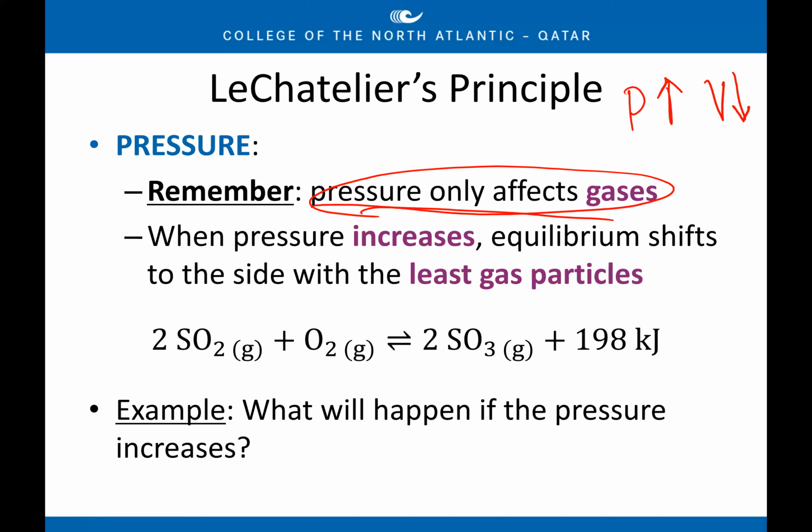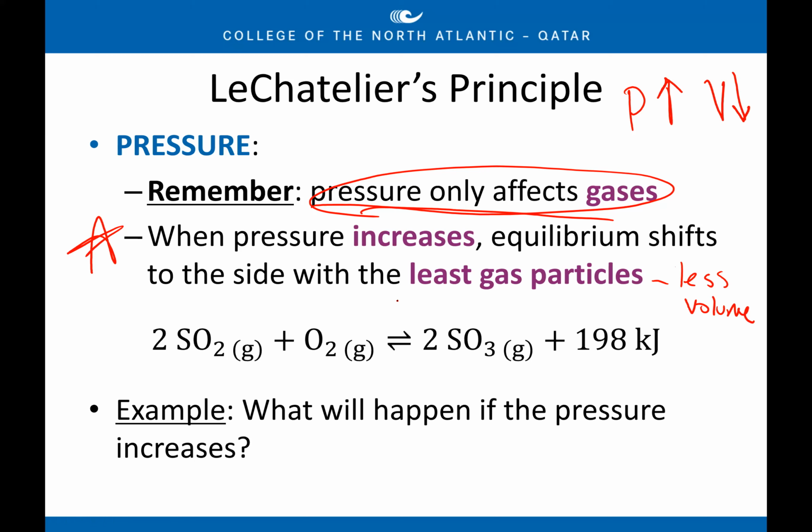Now, this is a little different rule. The rule is when pressure increases, equilibrium shifts to the side with the least gas particles. And that is because we have less volume. Now, how do you know how many gas particles you have? The good news for you guys is this is extremely easy to do. There's no moles, there's no complicated calculations. It's just adding, and that's it.